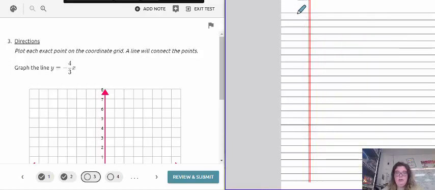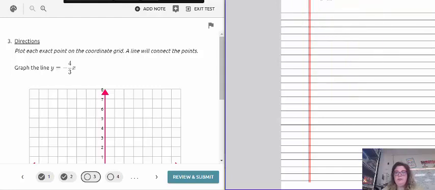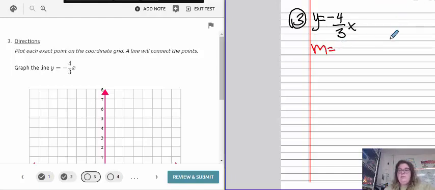Okay. Now we're on number, I need not the highlighter, I need the pen. Okay. Looking at number 3. The equation says y equals negative 4/3 x. This is trickier. We need to identify what m is and what b is. Remember, the equation should look like y equals mx plus b.